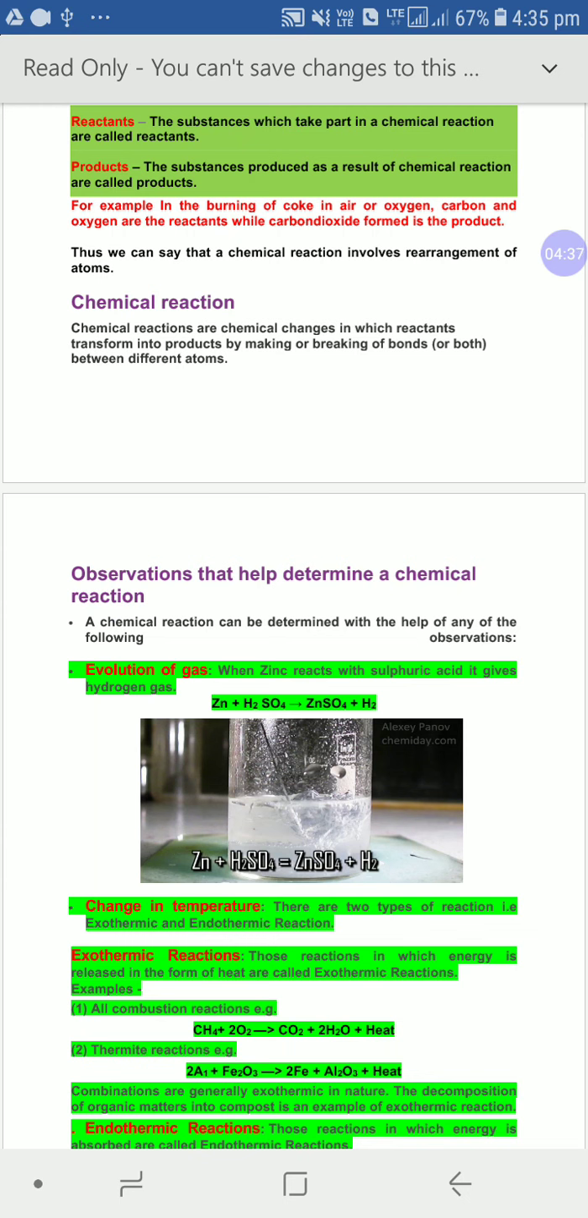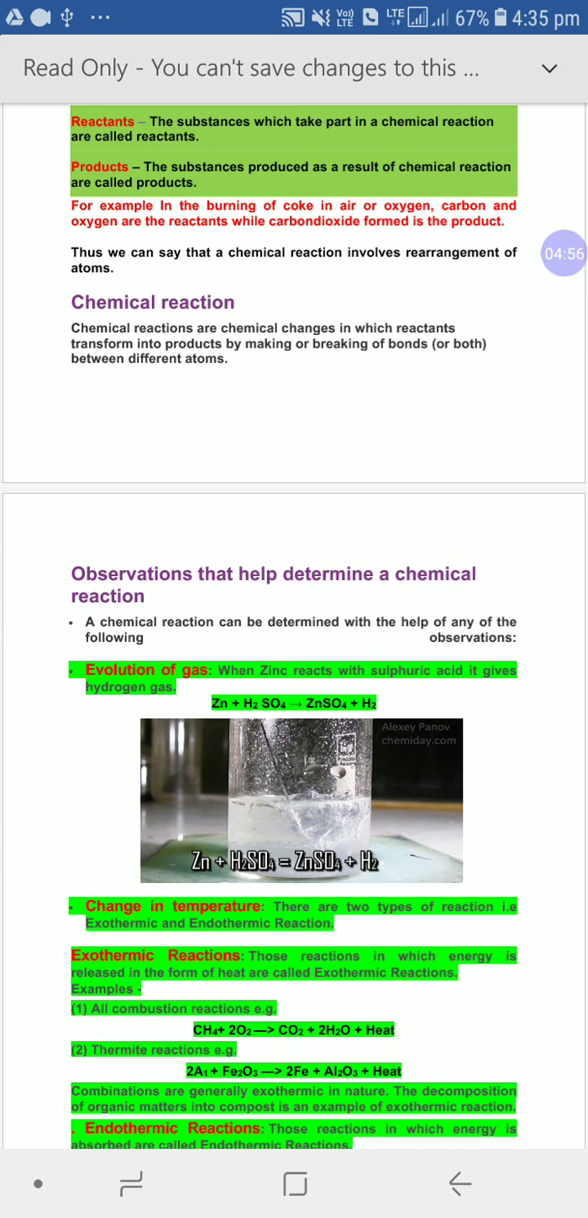So you can say when zinc reacts with sulfuric acid, zinc sulfate forms, which is known as a salt. When any metal reacts with sulfuric acid or any acid, you get a salt along with the evolution of hydrogen gas, which we will study in acids, bases and salts.